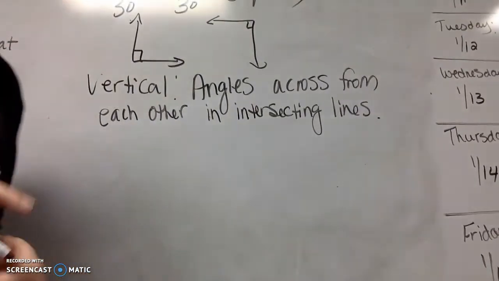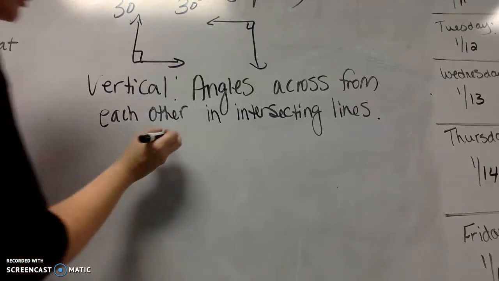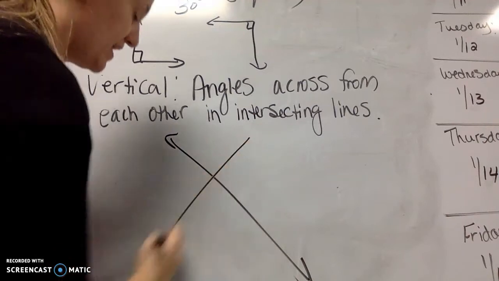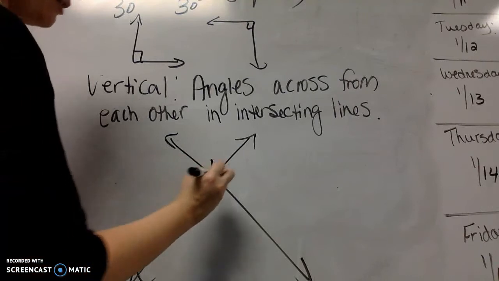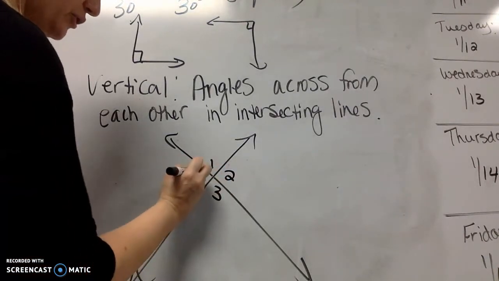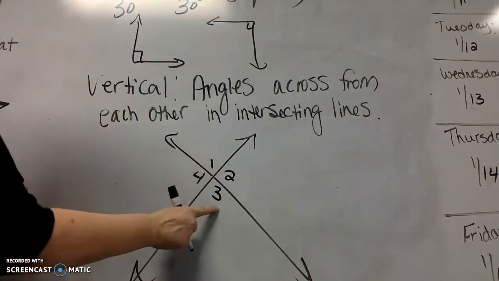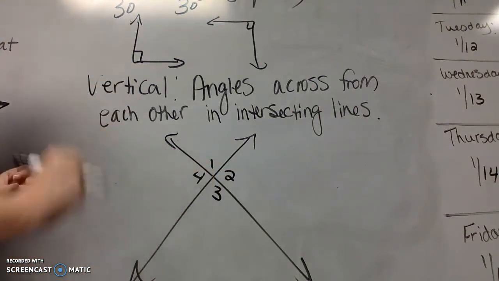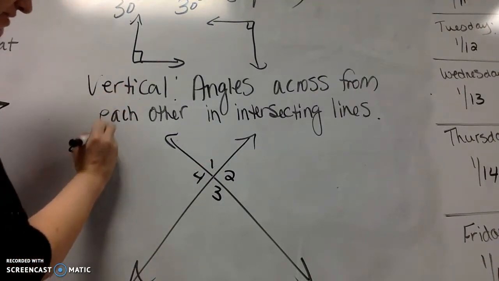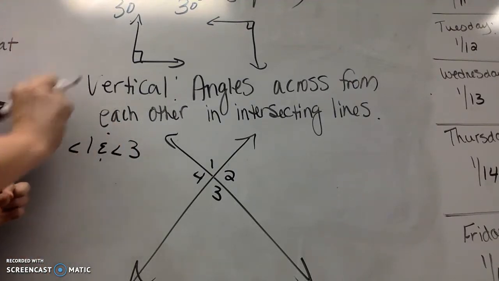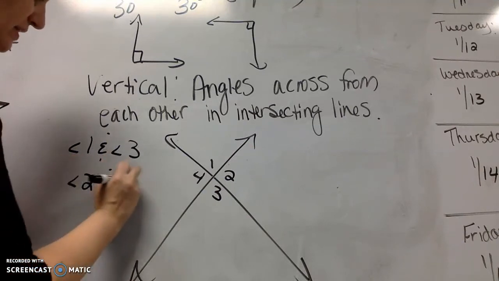Vertical angles. Vertical angles are angles that are across from each other when you have intersecting lines. So, if I have intersecting lines like an X, my vertical angles, I'm going to number these. This is angle 1, angle 2, angle 3, and angle 4. Okay? The angles that are across from each other are considered to be vertical angles. So in this case, my vertical angles are angle 1 and angle 3. And then another pair of vertical angles is angle 2 and angle 4.